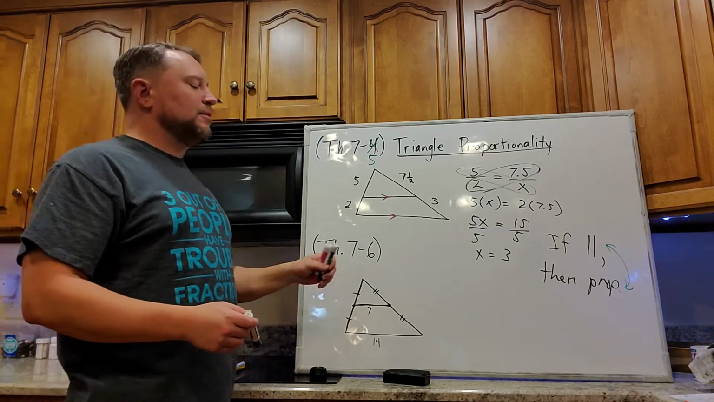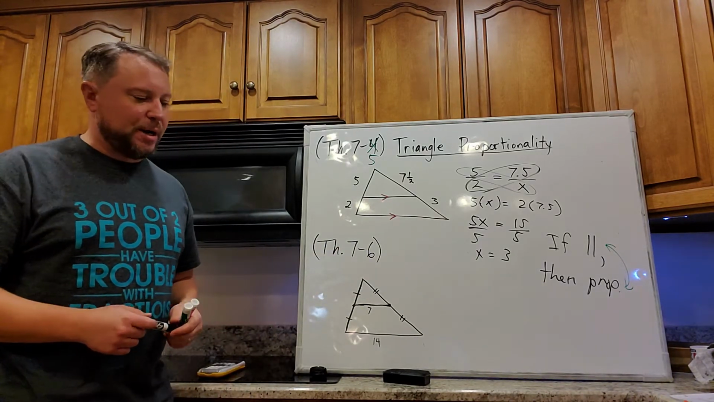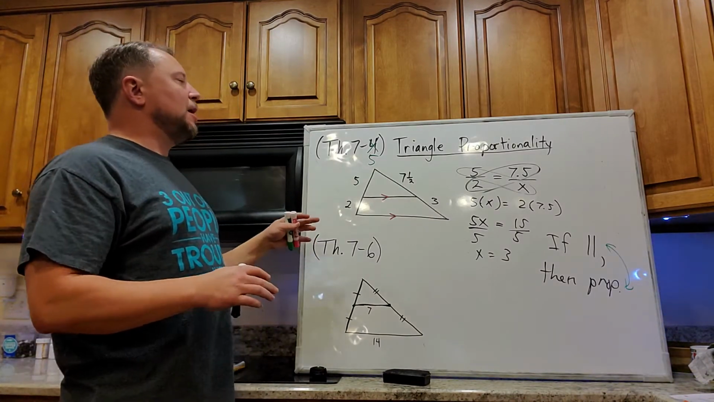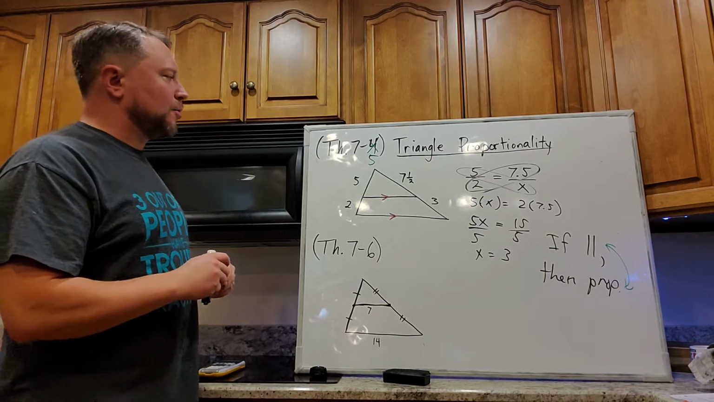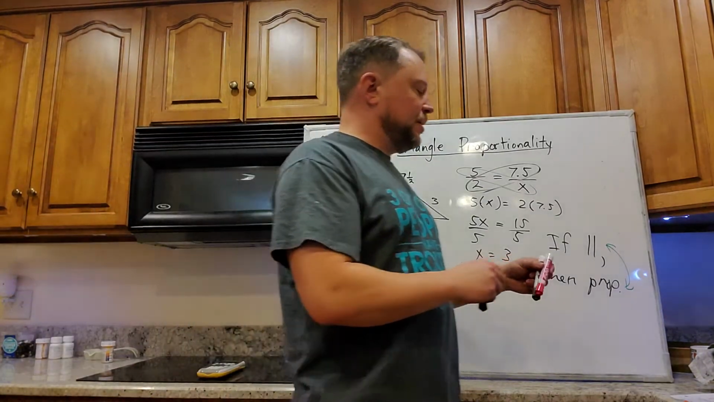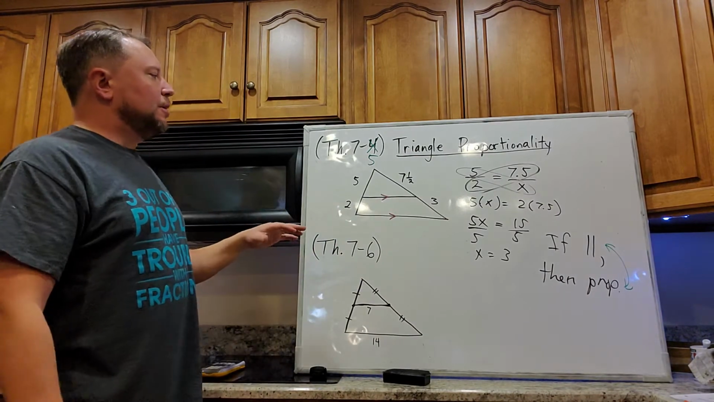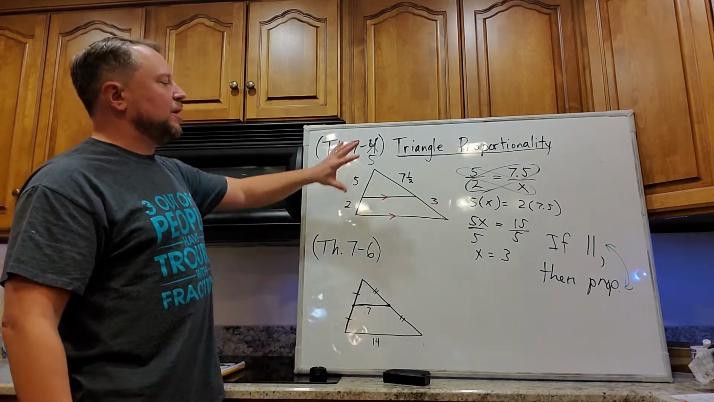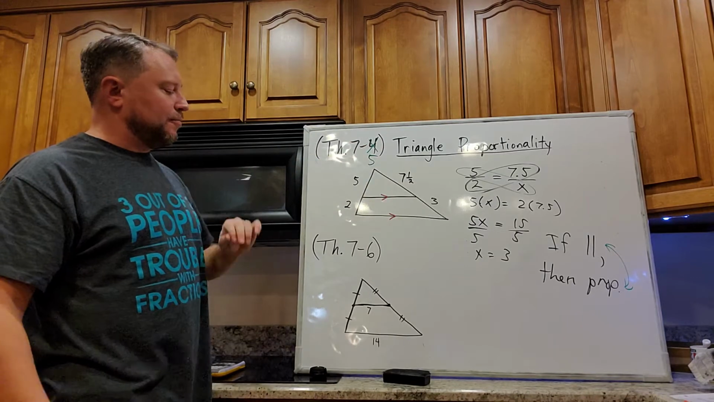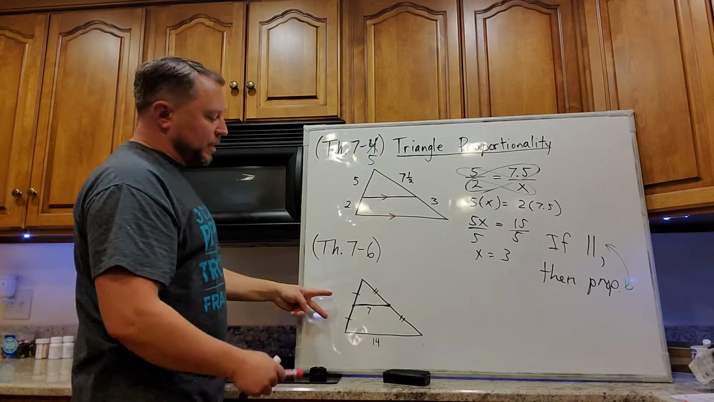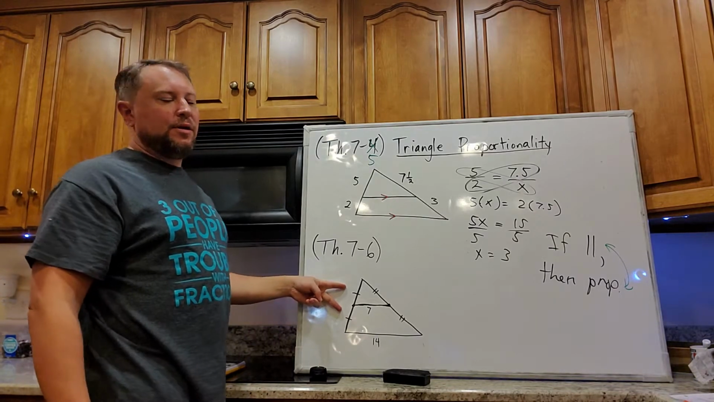All right, there's theorem 7.6 on your list of postulates and theorems. In theorem 7.6, I'm almost surprised they didn't make it a corollary, because it's really a special case, a specific scenario of what we just discussed up above here. Notice up here, though, I had 5 and 2.